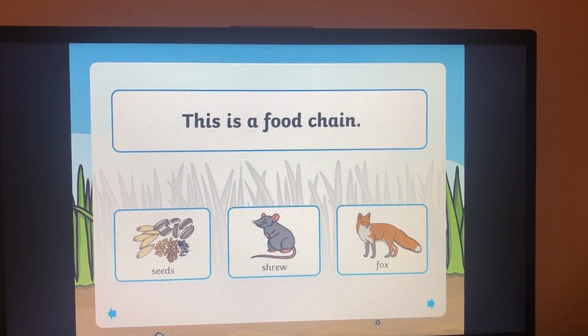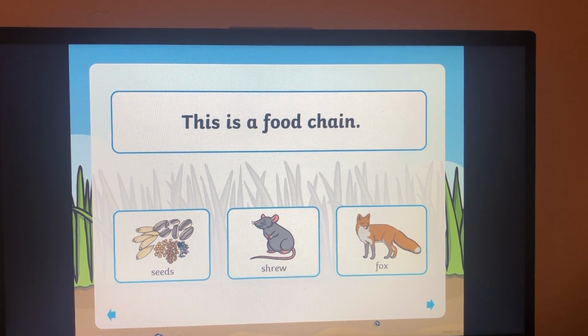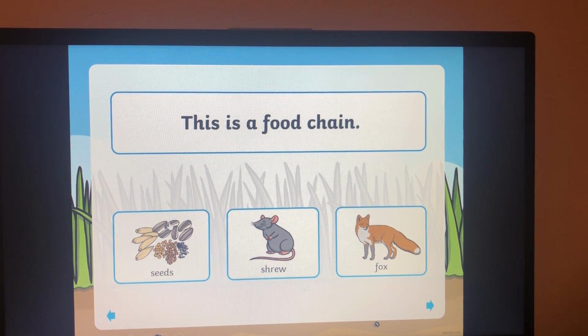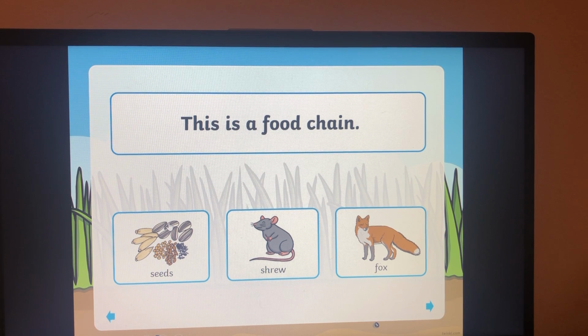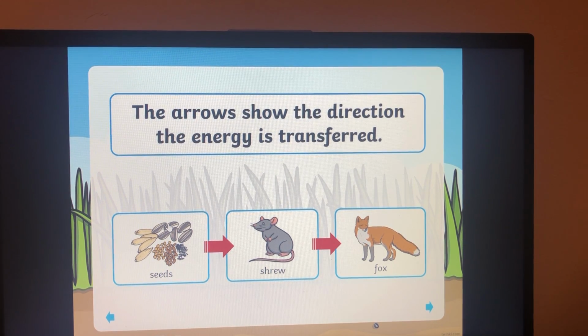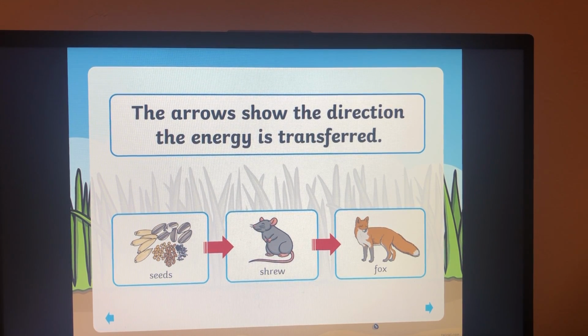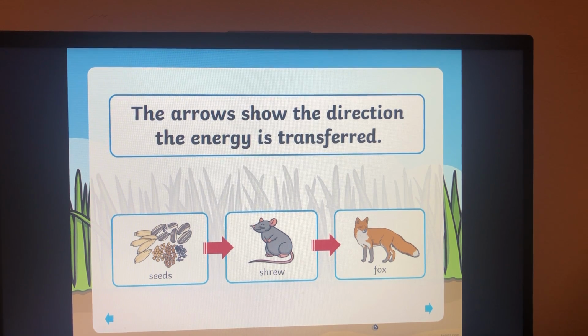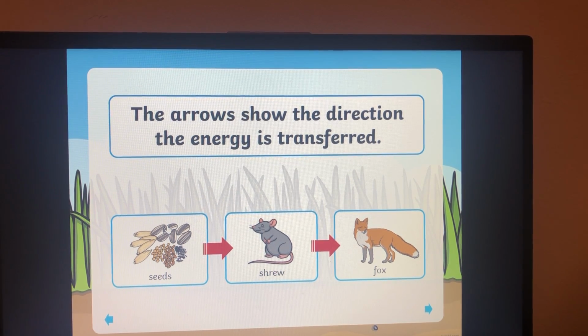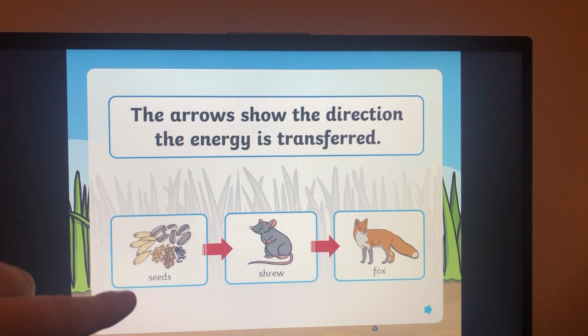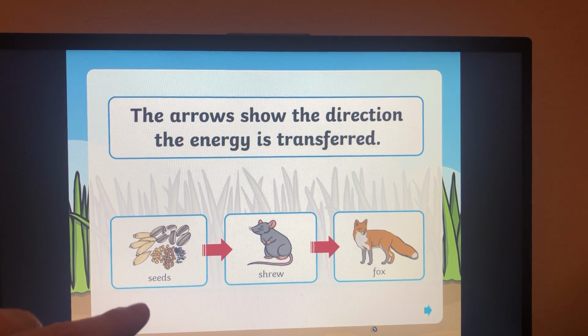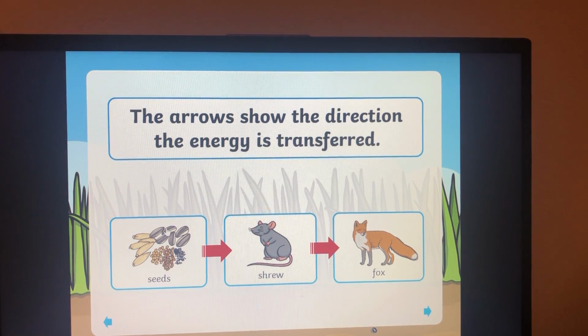On the screen here you can see a food chain. In our food chain we've got seeds, a shrew and a fox. The arrows that you can see on the screen now show the direction that the energy is transferred. So the shrew eats the seeds to get energy, then the fox would eat the shrew to get some energy.